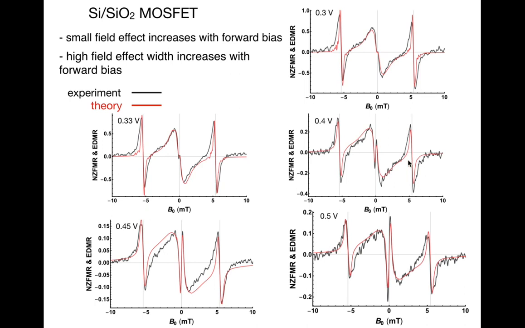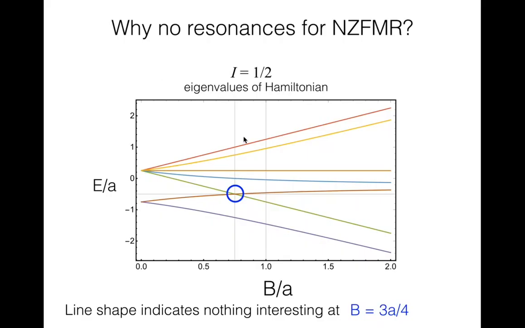And what's changing, as we find from the modeling, as you're increasing the bias, you're altering these kinetic rates, Ks and Kd. Why no resonances for the near zero field magnetoresistance? Okay, so for EDMR, we looked at where you had these level crossings, and you found there were resonances at them.